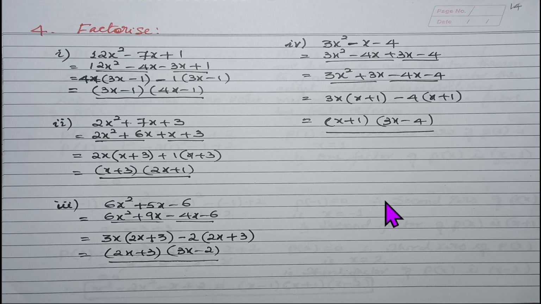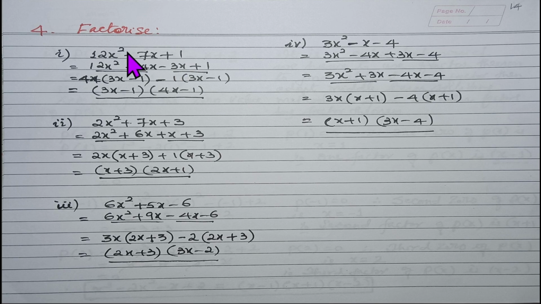Now coming to the next important example, example number 4, that is factorization. Already you know what is factorization. Factorization is the process of expressing a given algebraic expression as a product of two or more algebraic expressions, and we know that factorization can be done by different methods, and here I have adopted the middle term splitting method. Now let us take the first example, 12x square minus 7x plus 1.